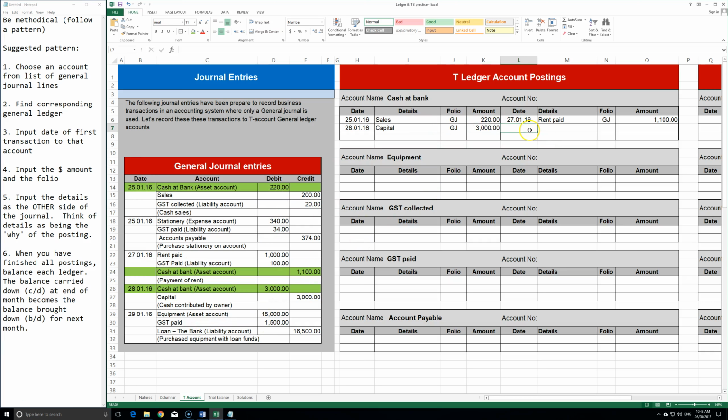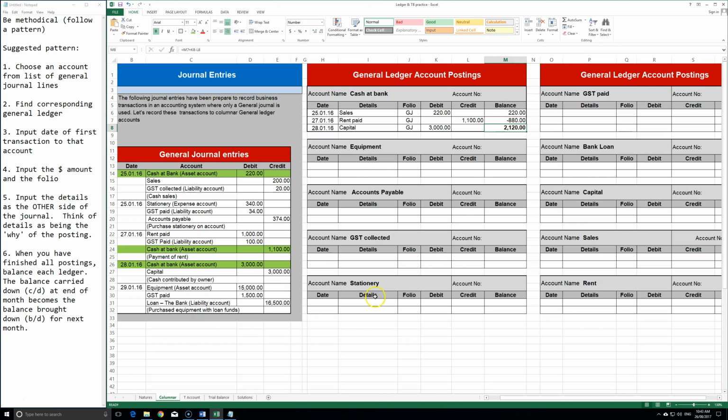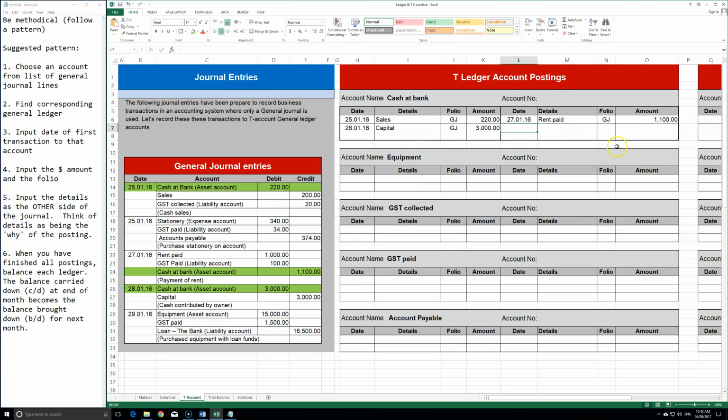Instantly, there is a bit of a problem. I don't know what my balance is. Not without doing some maths. If I look back at my columnar ledger, remember 2,120 was the balance. I can't see that instantly over here. So what you need to do when you want to know the balance of a T ledger account is, and typically at the end of the month you're going to want to know these balances, what you need to do is balance the ledger. Now at the moment, if I do a sum on the debit side, it's 3,220.